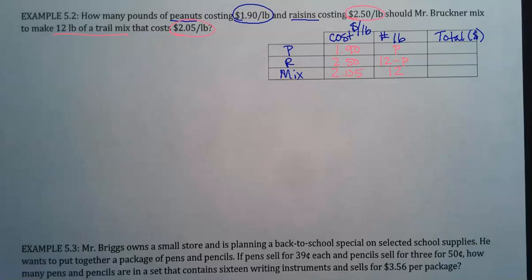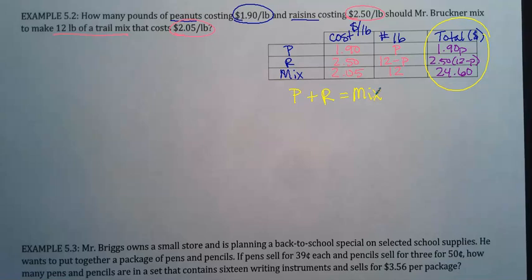Awesome. All right, so now let's do some math. My total here is going to be $1.90 P. Here I'm going to have that 2.50 times the quantity 12 minus P, and then 2.05 times 12 is $24.60. Okay, so we've got all the information we need here. Now we have to think about getting the equation. What am I doing? Well, my peanuts are being added to my raisins to get me my trail mix.